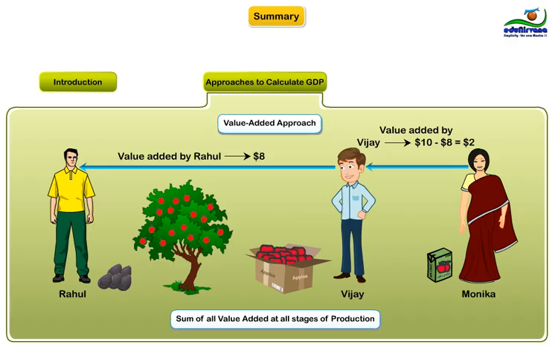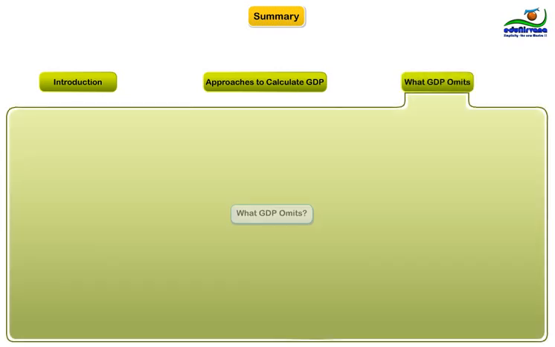Find the sum of the values added at all the stages of production. This approach calculates value added at each stage of production cycle. As you may be aware, the total value added is equal to total GDP. Then, what GDP omits was discussed.